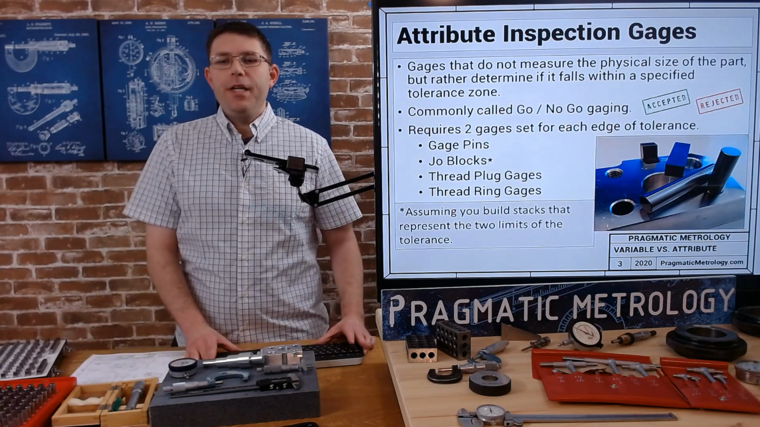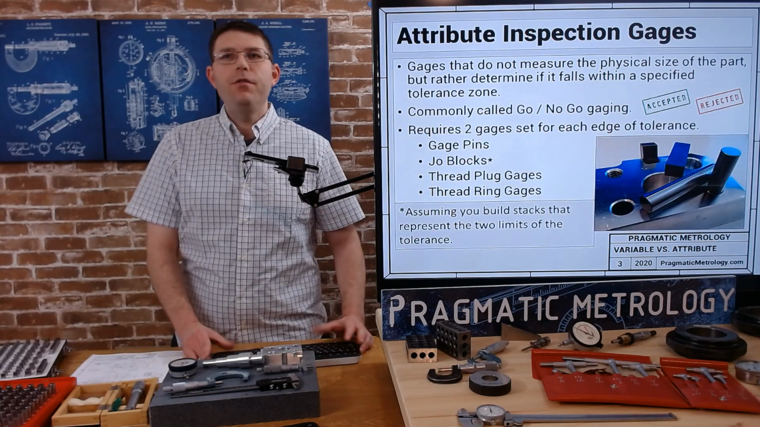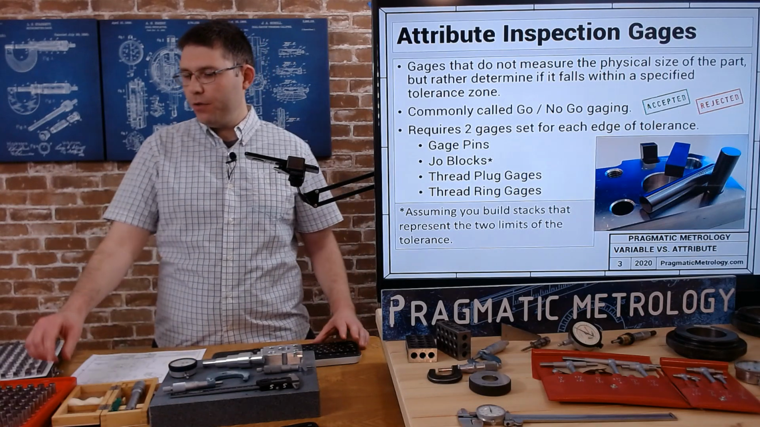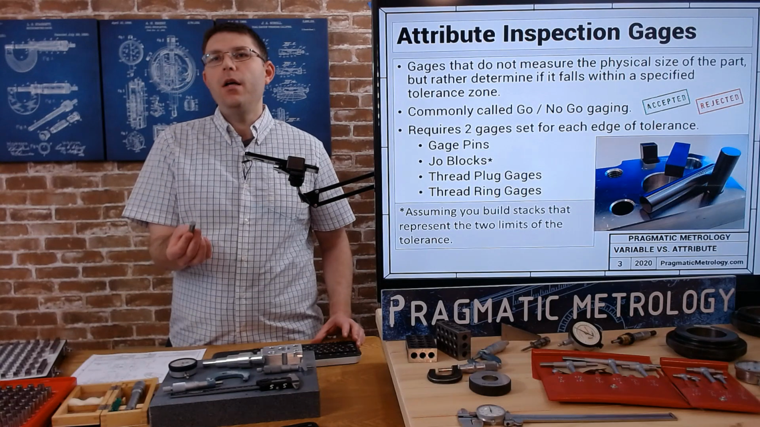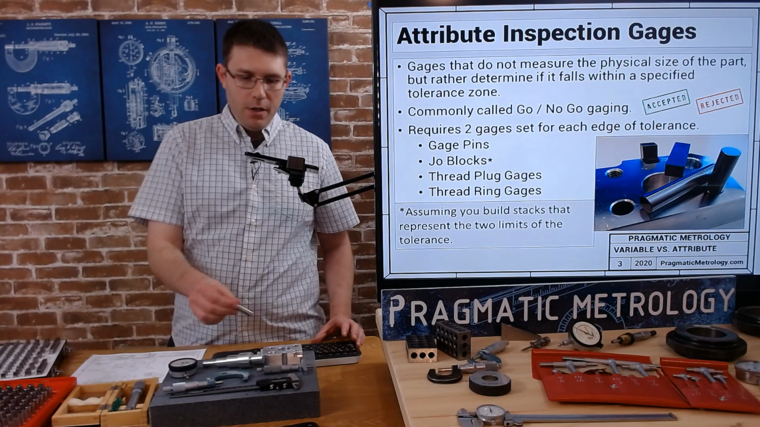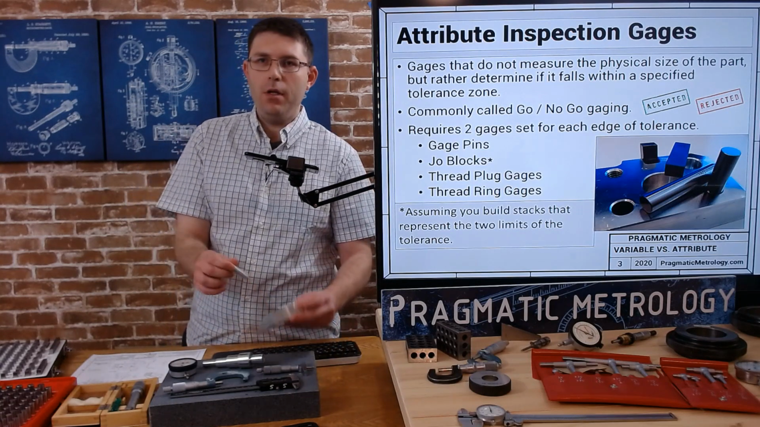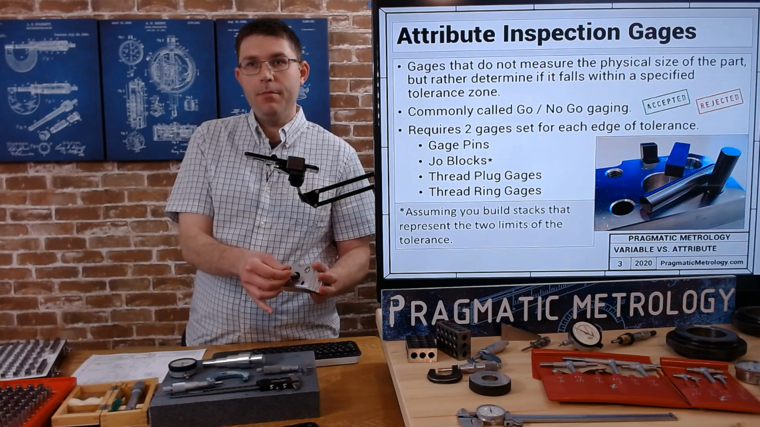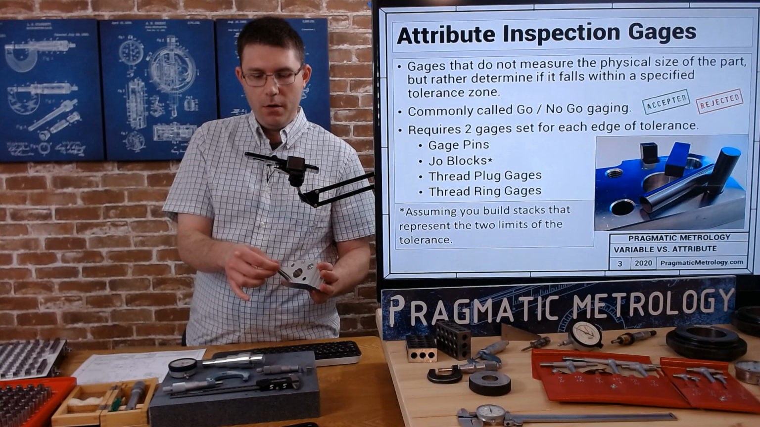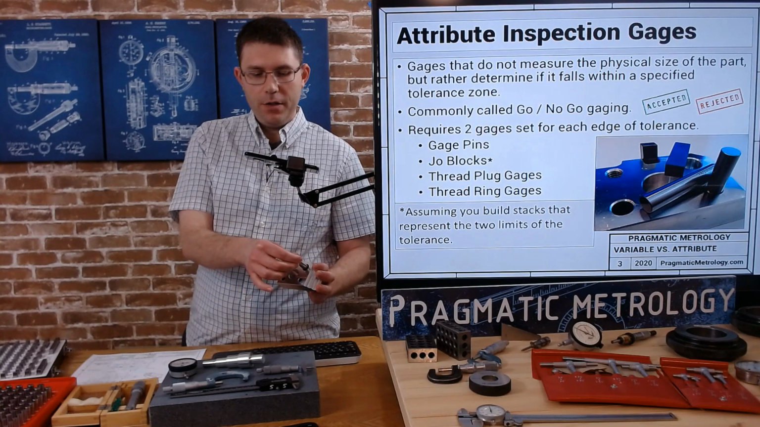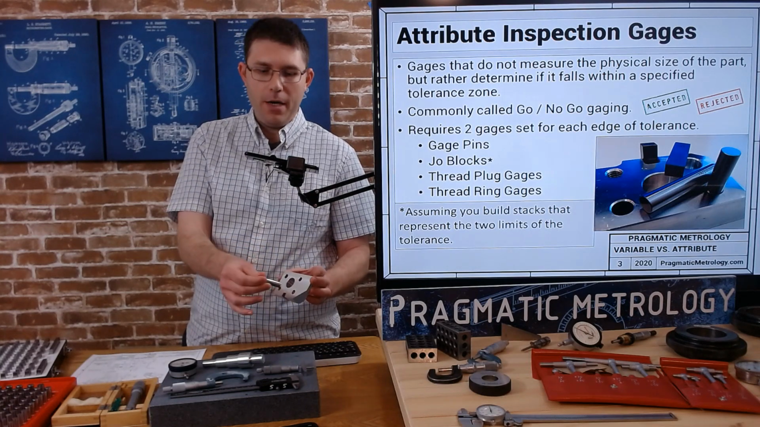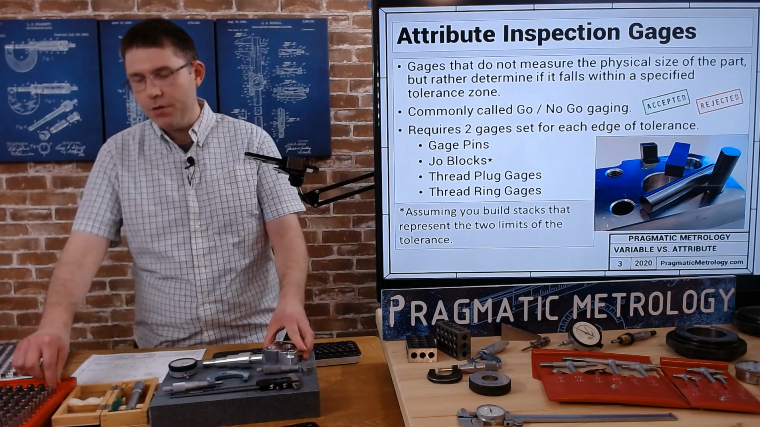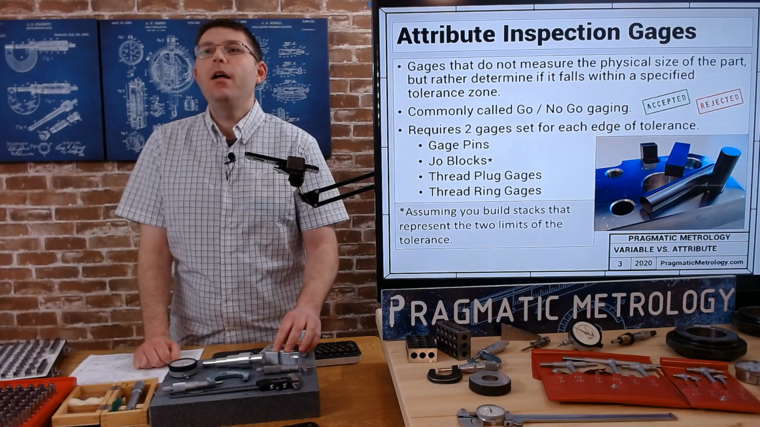So an attribute gauge, in contrast, they don't give you a real number out of it. They only tell you whether or not your attribute gauge went in. So for example, with pin gauges, yeah, it goes into this hole here. But it's much bigger than this hole. Won't go into this hole. Will go into this hole, but not all the way through to the back hole. So it basically tells you whether it fits or it doesn't.